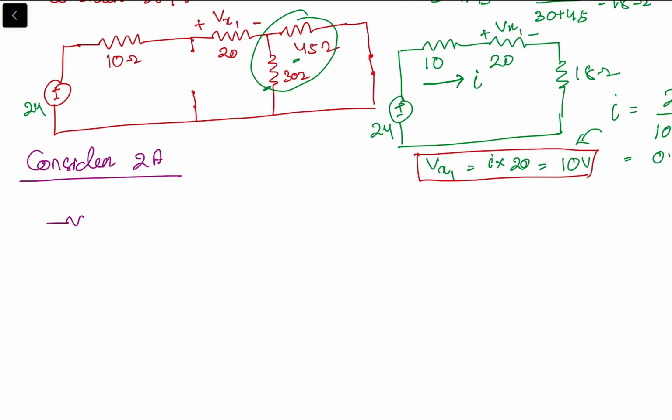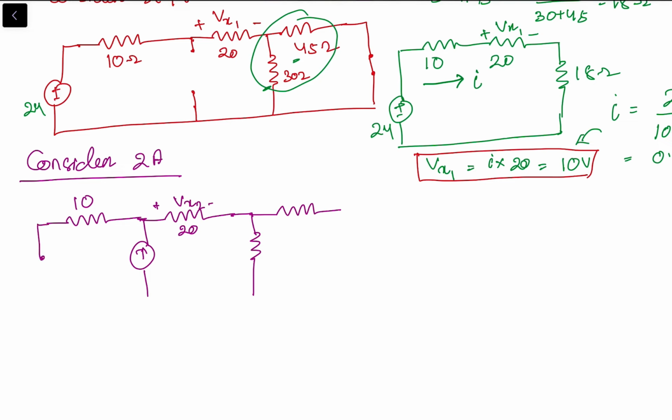So here I have the 10 ohm. After the 10 ohm I have this 2 ampere current source here, and after this, the Vx2 value we are going to find here, because we are considering the second source. The 20 ohm resistance is here, plus minus, and after Vx we have this 30 ohm resistance here, and the 45 ohm resistance here.